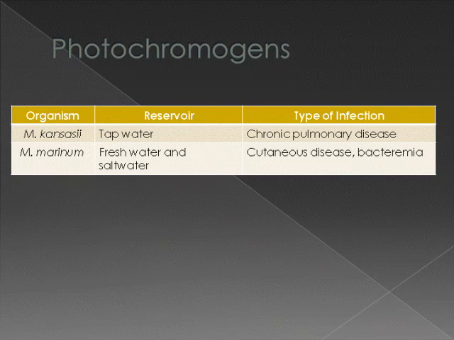All right, our photochromogens here include Mycobacterium kansasii and marinum. Kansasii is found in tap water and causes chronic pulmonary disease. Marinum is found in freshwater and saltwater and causes cutaneous disease and bacteremia. So you can think of marinum, kind of marine, so you think of freshwater and saltwater.